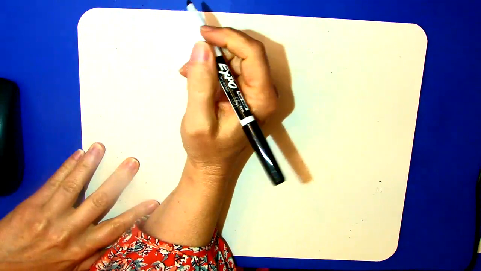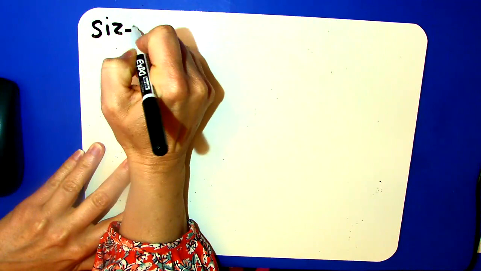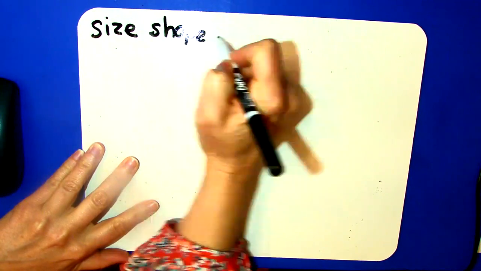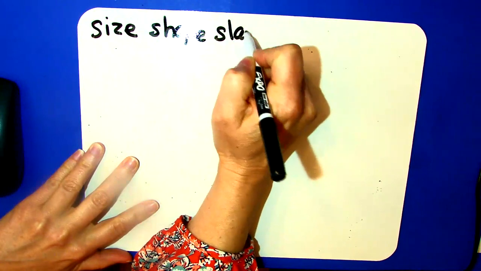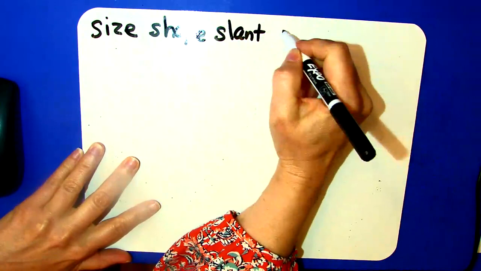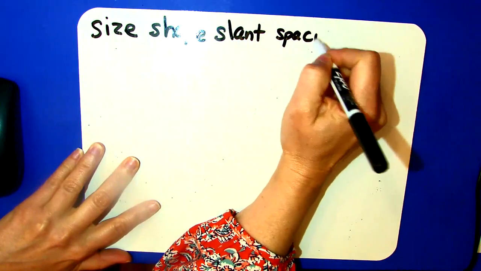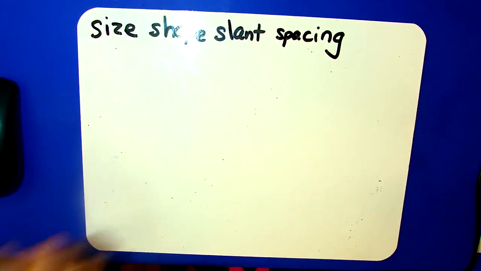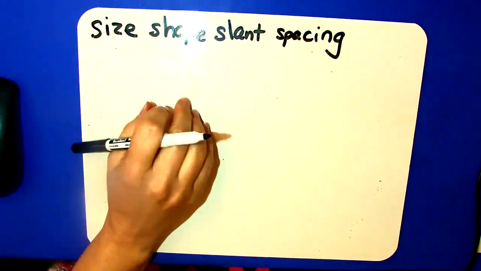Remember, too, that kids with really neat cursive handwriting pay attention to the size of their letters, the shape of their letters, the slant of their letters, because cursive writing is slanted, and the spacing between letters in a word and also between words when you're writing a sentence. Those are the 4 keys to legibility.